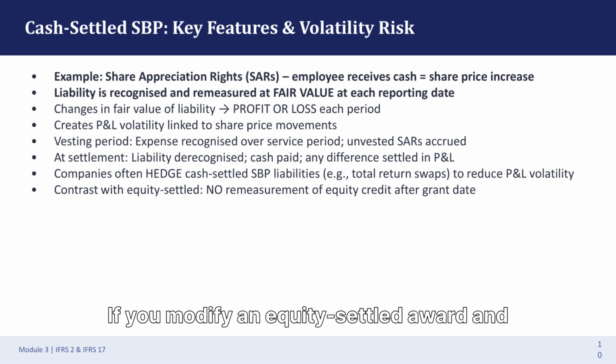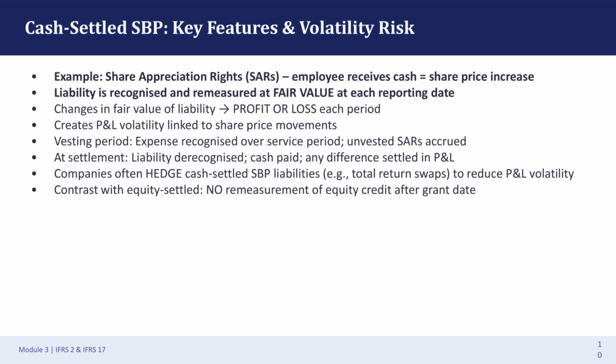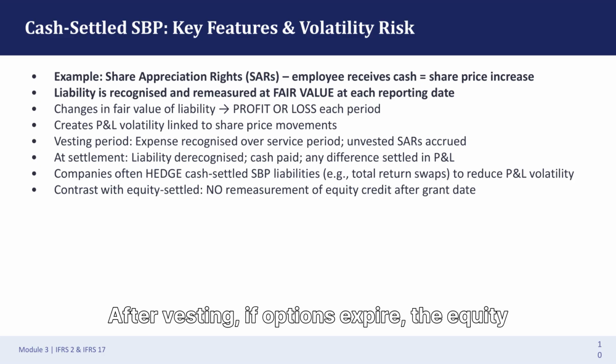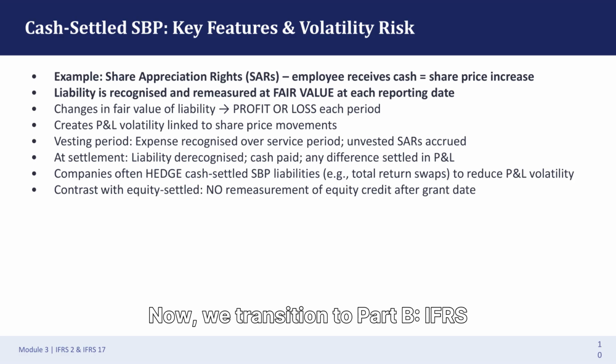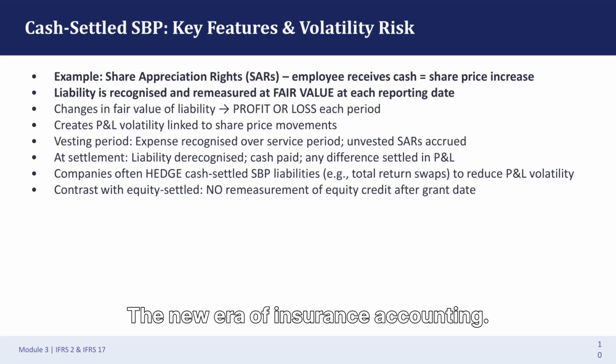If you modify an equity-settled award and increase its value, you recognize the incremental cost. If you decrease it, you ignore the reduction. After vesting, if options expire, the equity credit remains. Now, we transition to Part B, IFRS 17, the new era of insurance accounting.